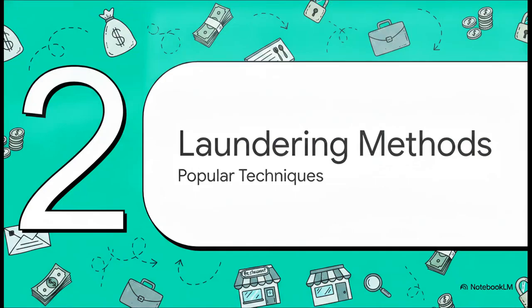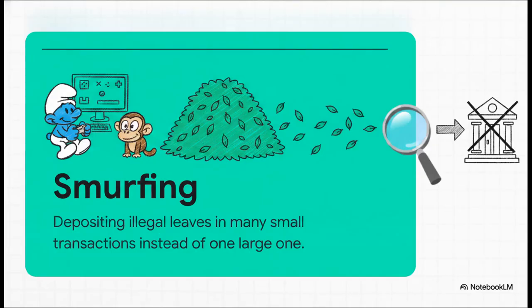Section 2. Popular laundering methods. Let's look at the techniques. One of the most famous techniques out there is called smurfing. Now, if you're a gamer, you might think smurfing means creating a low-ranked account to absolutely dominate beginners in a multiplayer game, but in the financial underworld, smurfing is something else entirely. It's the practice of breaking down a massive pile of illegal leaves into lots of tiny, inconspicuous deposits. Think about it. If our monkey drops 100,000 leaves at the bank all at once, red flags go up everywhere. But if he deposits one leaf 100,000 times, it flies right under the radar.